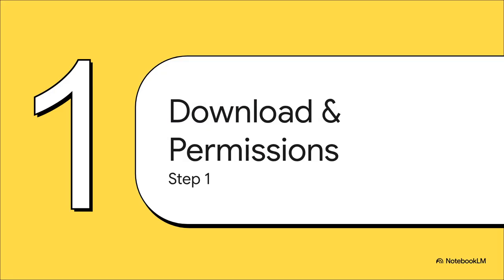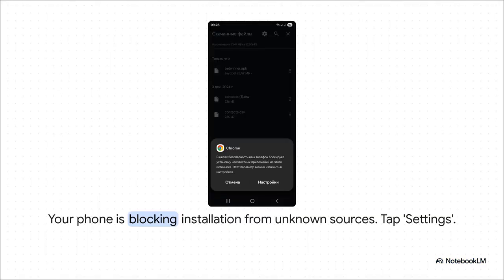Okay, our first and most critical step is a two-parter. First, we download the installation file, and then we're going to deal with Android security permissions so the system actually lets us install it. Let's dive in. So, as soon as you download the Betwinner.apk file and try to open it, you're probably going to see this pop up. Now, don't worry, this is totally normal. It's a standard Android security feature that's just trying to protect you from apps that haven't been vetted by Google. Your phone is simply blocking the install from an unknown source.